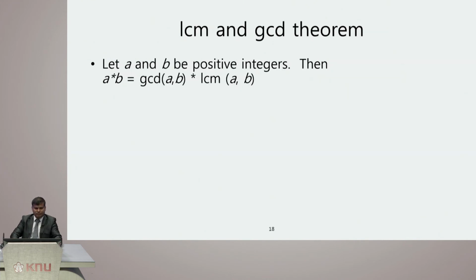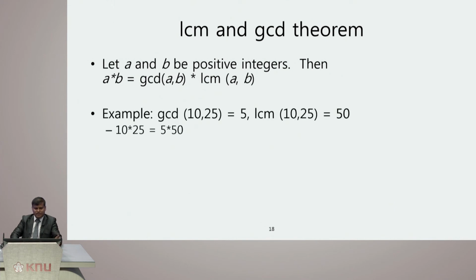So the LCM GCD theorem: let a and b be positive integers, then a times b equals GCD of a comma b times LCM of a comma b. So this is quite interesting. Let's see with an example here. We saw the GCD of 10 comma 25 is 5, that's your greatest common divisor, and the LCM of 10 and 25 is 50, and if you multiply 5 and 50, that's equal to 10 times 25. That's an interesting observation, an interesting theorem that has been established.